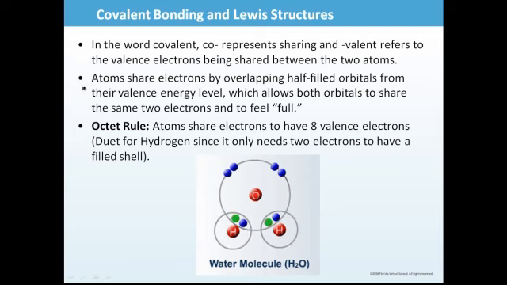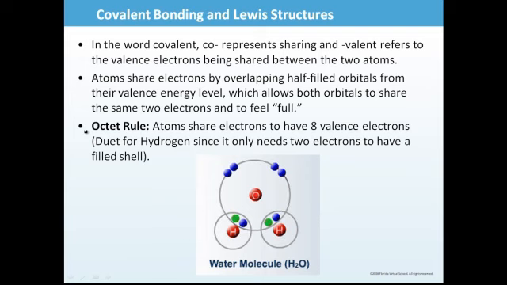Alright, sharing valence electrons. The reason, again, that they share those outer shell electrons is so that they have a filled outer energy level. Earlier in the module we learned about this. This is called the octet rule. Atoms want to share electrons to have 8 valence electrons. When they get to 8, that's the magic number, so to speak, to have a full outer energy level.